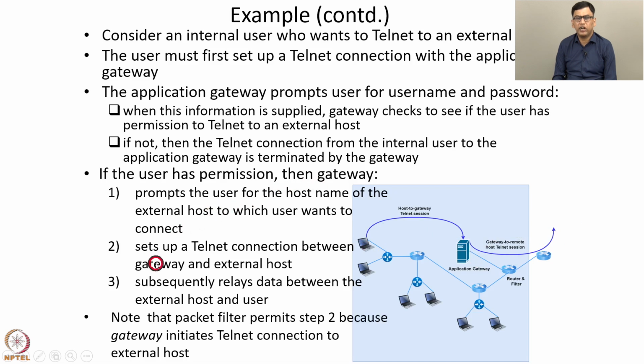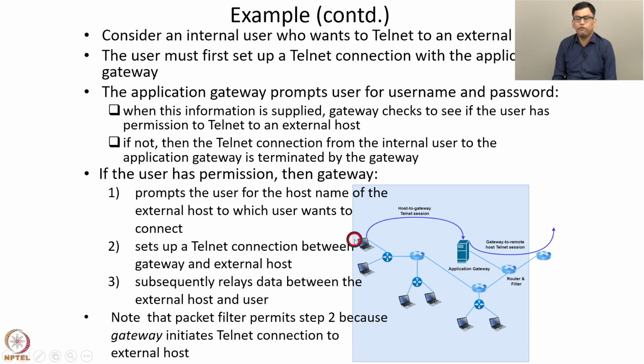Notice that in step 2, the packet filter permits this step because the gateway initiates the telnet connection to the external host. If this host had tried to directly establish a telnet connection to the external host, then those packets would have been dropped by the router. So the packet filter permits this step 2 because the gateway initiates the telnet connection to the external host.